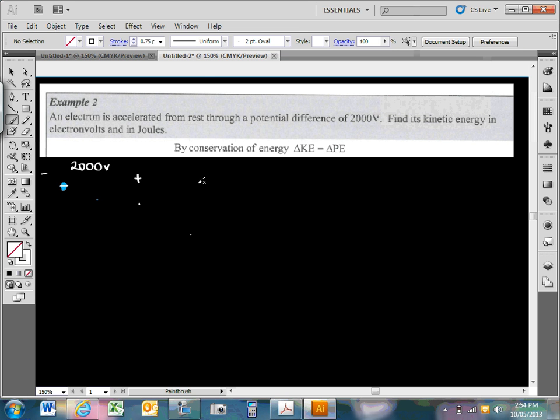So 2,000 volts. We're going to say 2,000 eV for the electron. 2,000 multiplied by 1.6 by 10 to the minus 19. And a student said, very quickly, multiply the 2 by 1.6 and we get 3.2. Multiply the minus 19 by 3 zeros, 1,000, we get 10 to the minus 16, which is correct. Joules. Too easy.